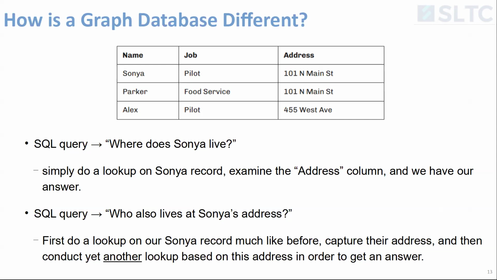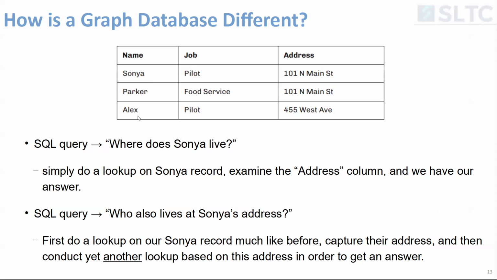So we have a very simple table, 3 columns. We have name, we have the job, then we have the address. If you check this carefully, this is deliberately done this way. So there is a Sonia who is a pilot living in 101 in North Main Street. Then there is a Parker in the food service business. He also lives in 101. Maybe they are husband and wife. We don't know, right? The same address.